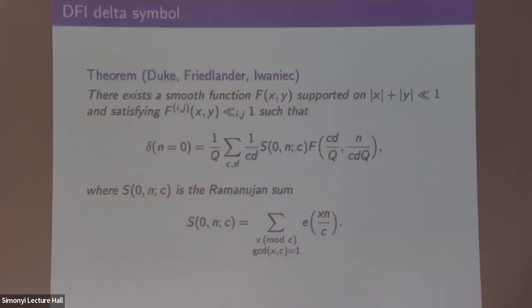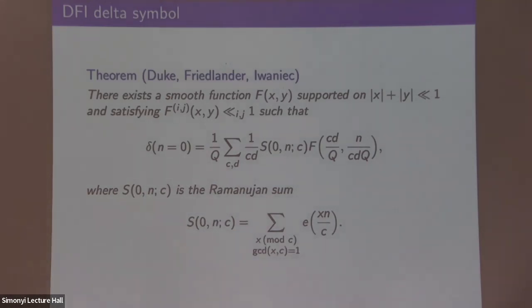Okay, so one of the main tools we're going to use here is the delta method of Duke, Friedlander, and Iwaniec. I'll try to explain what that is if you haven't seen it before. It's a harmonic analysis way to detect that an integer is 0. Here's a form of it. There exists a pretty nice function, capital F, supported on x and y both big O of 1, with each of its derivatives bounded. So it's just a nice smooth function.